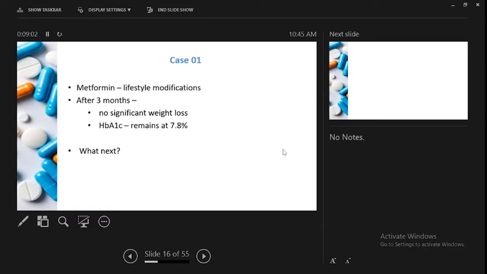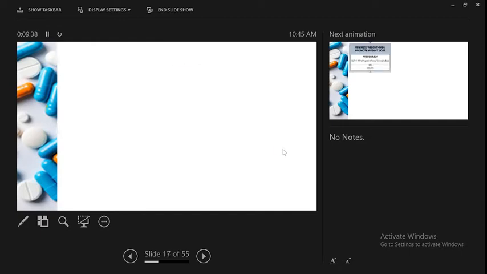So going back to our patient, we started the patient on metformin plus lifestyle modification. Here I have to mention that lifestyle modification alone, if done properly, is expected to reduce the HbA1c by about 1 to 1.5%, or even more if the patient is really dedicated and does it properly. So this patient, even with metformin and lifestyle modification, after 3 months had no significant weight loss, and HbA1c remained at 7.8%. So what is your next drug of choice? What is the next oral hypoglycemic agent, or any other one, that you are going to use?